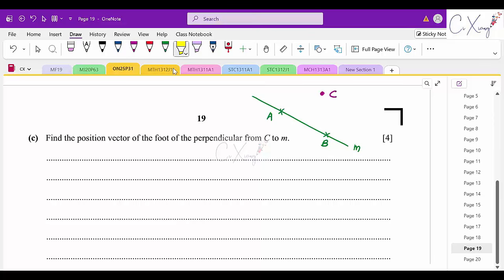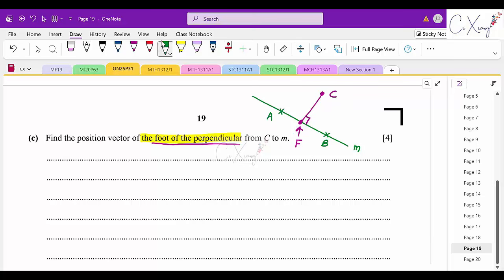What's the meaning of the foot of the perpendicular from C to M? That means when I have a perpendicular distance from C to M, which is the 90-degree one, this particular point is the foot of perpendicular. And I will usually label it as F. They want us to find the position vector for this foot of perpendicular.